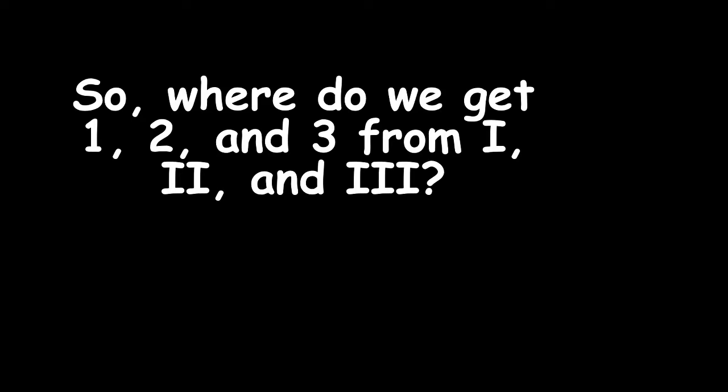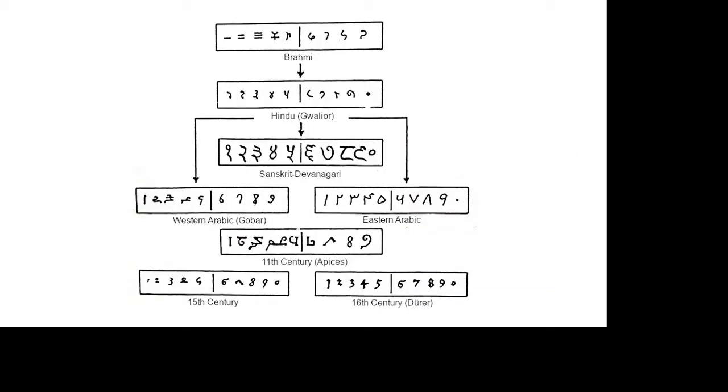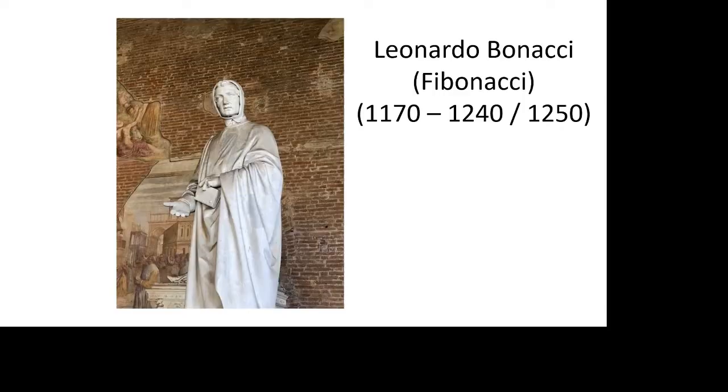So, where do we get 1, 2, and 3 from, I, II, and III? Of course, we just go to the holy land of inventions, India. At the very top, we see the numbers 1 through 9 written in Brahmi, which eventually through some shenanigans involving crusades and jihads, gets us to the 1 through 9 we know today. This guy also helped. You may have heard of him. He's just a little famous.